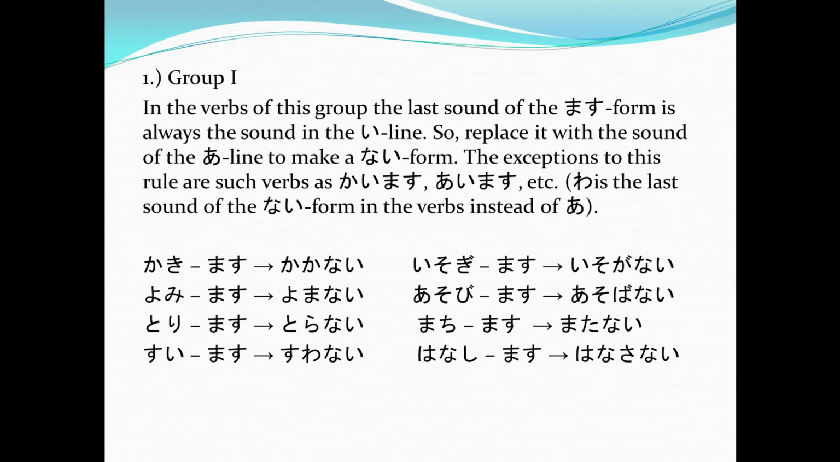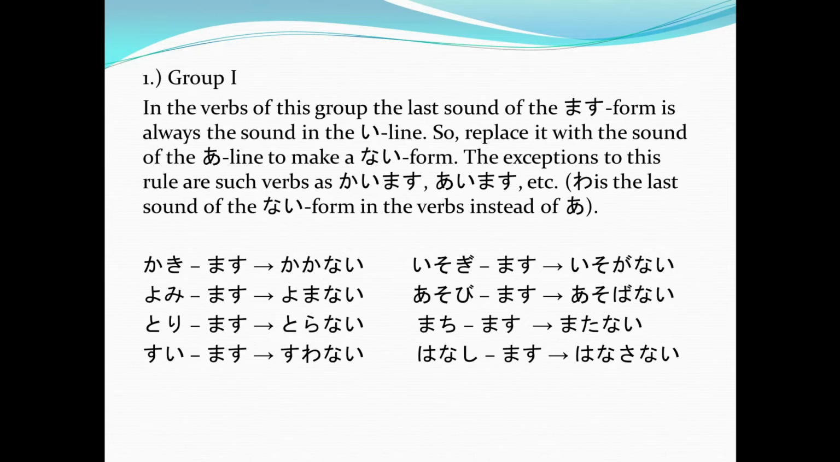Next example, torimasu, to take. Again, drop the masu, then change the ri to its A line counterpart, which is ra. So torimasu will become toranai. Again, toranai. Now, this one, suimasu, to smoke.